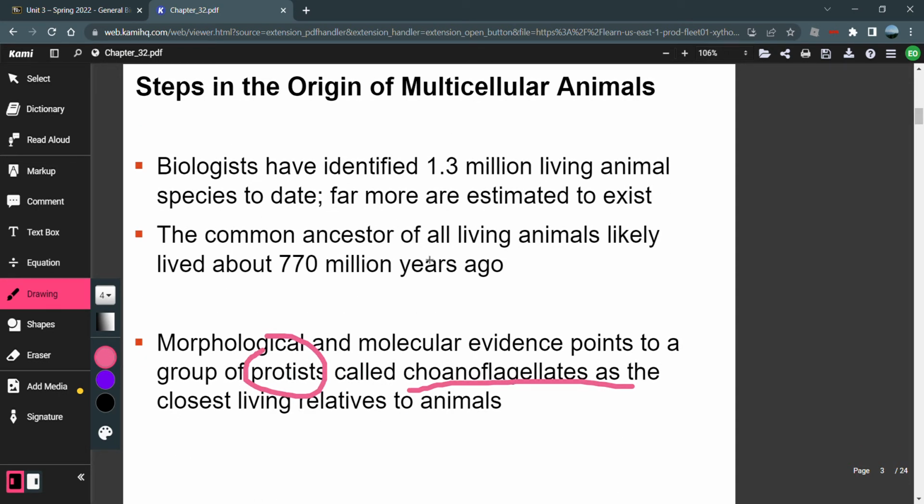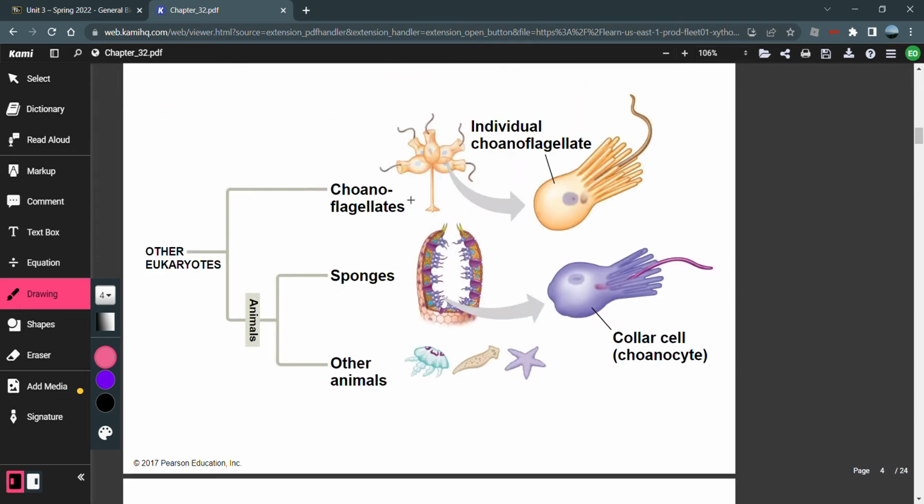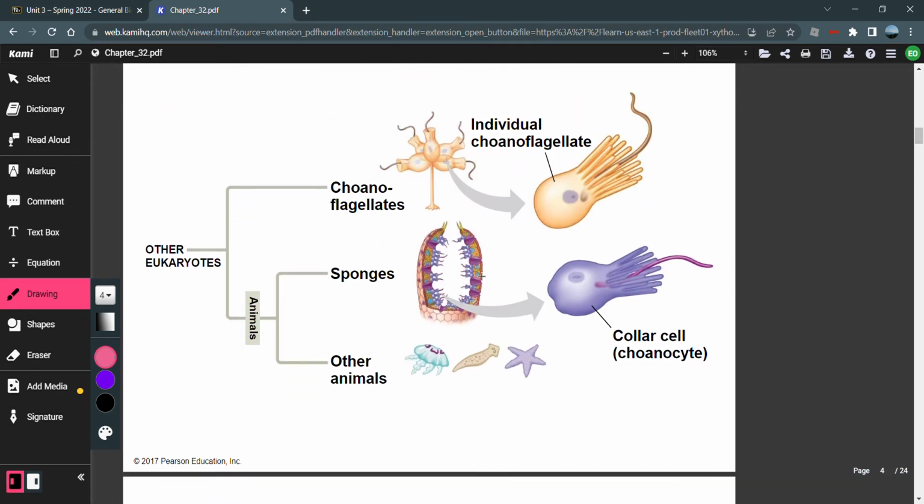So, the origins of multicellular animals. Biologists have identified 1.3 million living animals. There are far more to estimate, of course, and the common ancestor of all living animals likely lived about 800 million years ago. The common ancestor of all animals is a group of protists called choanoflagellates, and they are basically part of a sponge, and we'll discuss that in the next lecture.